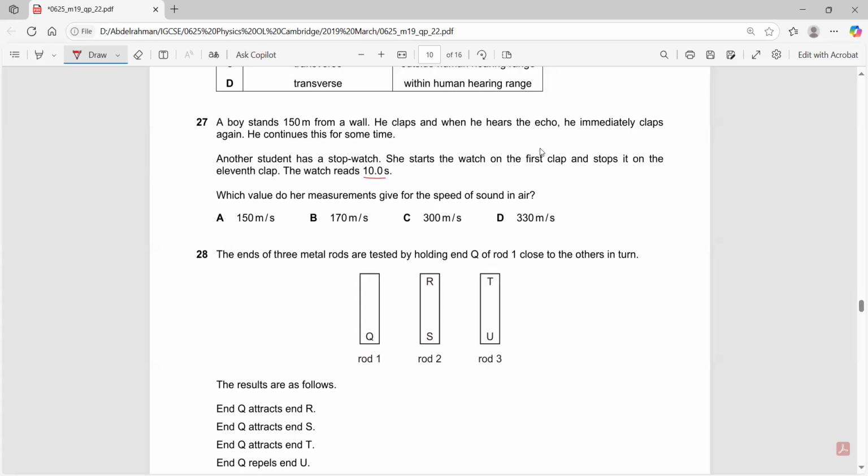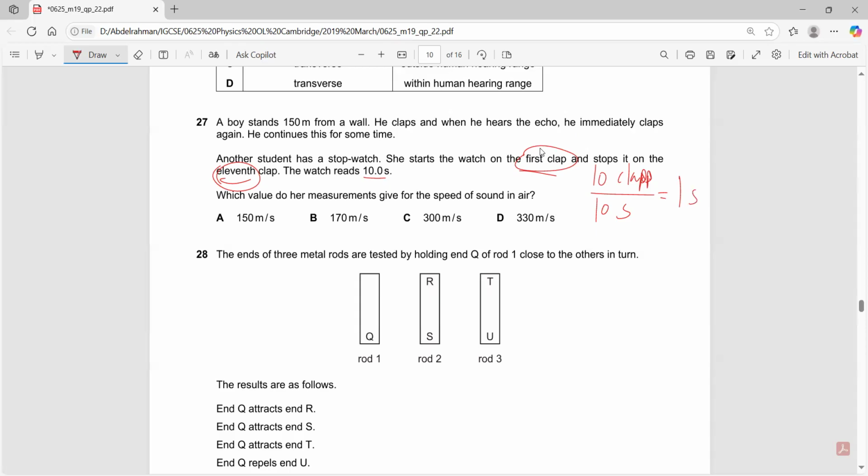She starts on the first clap and stops on the 11th clap, meaning that she had 10 claps, right? 10 claps and the time was 10 seconds. So the average time between each clap is 1 second, right? First clap, 11th clap, so you have 10 claps, and the total time for these 10 claps is 10 seconds. So each clap had a time of 1 second.